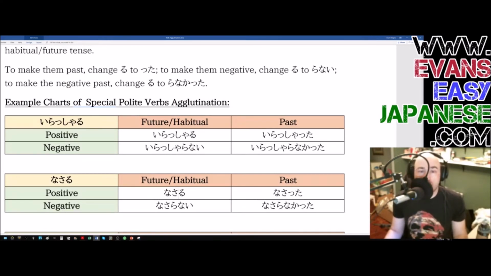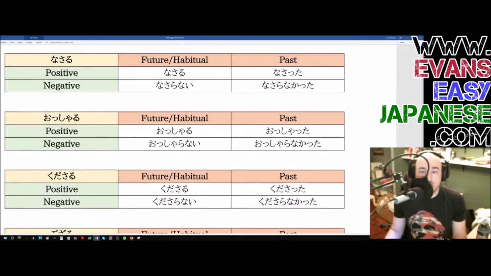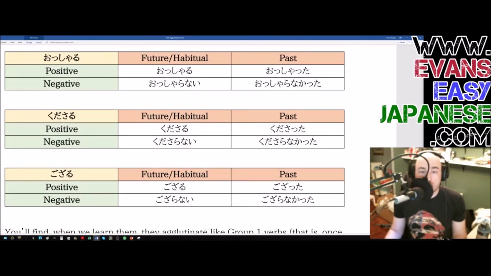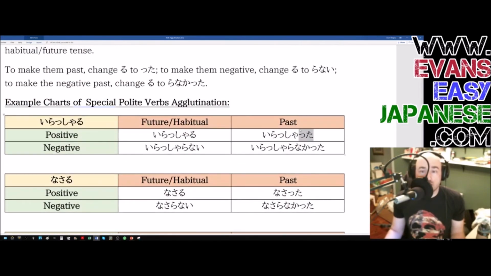The group 1 verbs, when they end in a ru, this ru gets replaced with a small tsu ta. Okay? Just like group 1, which we will get to next. It ends in a ru, and these ones, special polite verbs and group 1 verbs, switch to a small tsu ta. So, irasharu, irashatta. Nasaru, nasatta. Osharu, oshatta. Kudasaru, kudasatta. Gozaru, gozatta. Okay? That's it. So, rus to small tsu tas. The E sounds just like every single other thing I've been saying this whole time. Nakatta. The E turns into a kata.